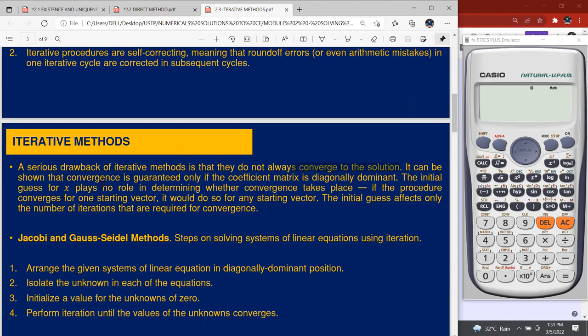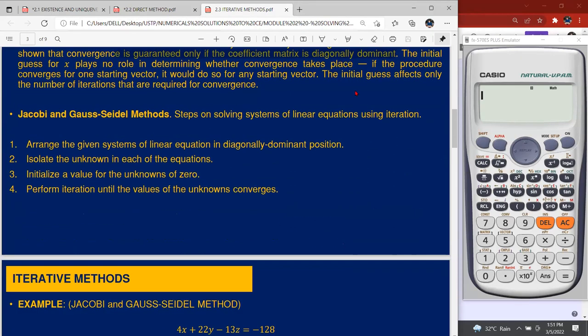It can be shown that convergence is guaranteed only if the coefficient matrix is diagonally dominant. Okay? The initial guess for X plays no role in determining whether convergence takes place. If the procedure converges for one starting vector, it would do so for any starting vector. Okay. The initial guess affects only the number of iterations that are required for convergence. Okay. We are required to solve for initial guess.